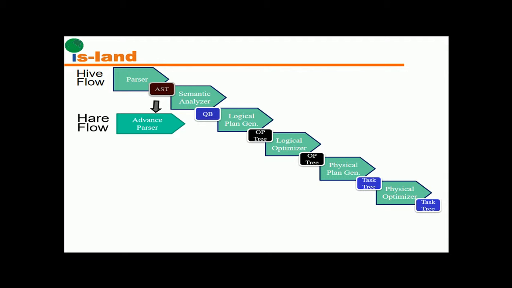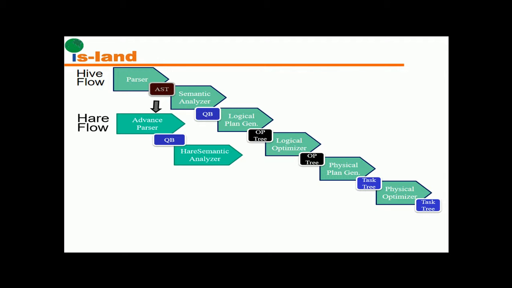Third, we will create a new QB, which is the same class as the Hive QB, with some extra information we need. After that, the coming stage is the Hare semantic analyzer. There are lots of words here.